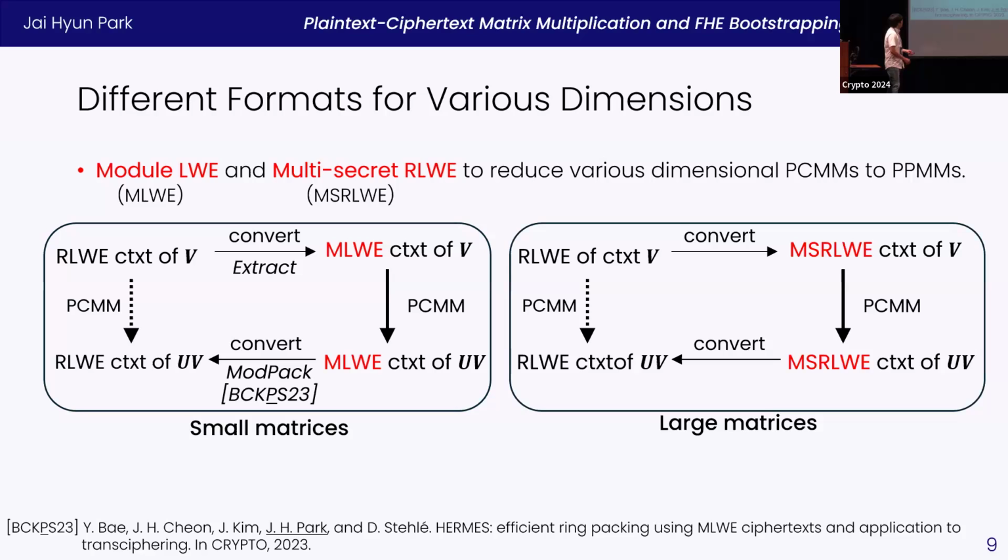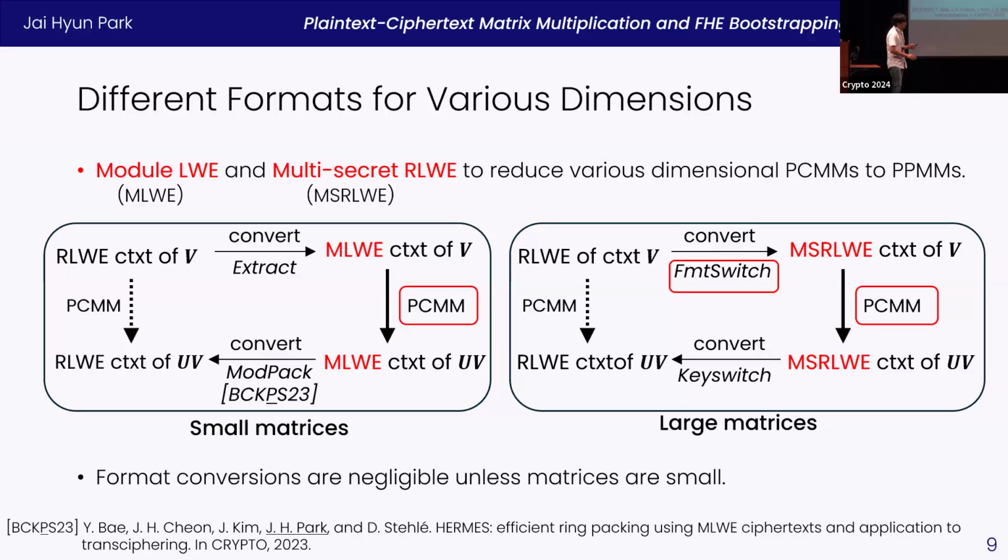So for the conversion between ring LWE and module LWE, there are several works. For example, last year at Crypto, there's a paper, Hermes, from our group. And for the multi-secret ring LWE conversion, we propose some algorithms in this paper. I want to mention that the format conversions are relatively minor compared to the PCMM task itself. So in the rest of the talk, with the limited time, I want to focus on the large matrix case and how to reduce the multi-secret ring LWE PCMM to PPMMs.